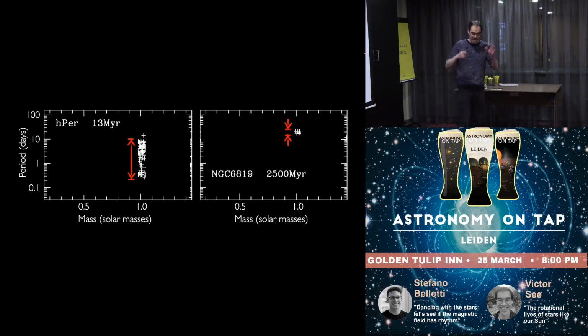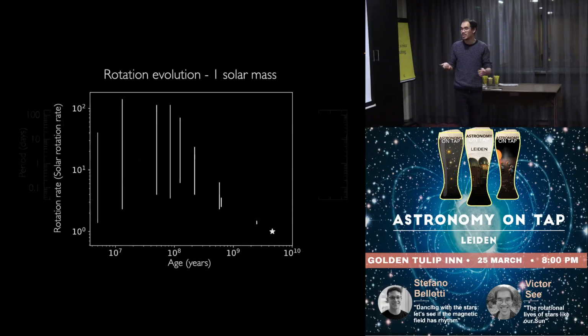Okay, so let's look at more clusters. Again, we're only going to consider solar mass stars, and on this plot we have rotation rate on the y-axis. That's proportional to the inverse of the rotation period. So faster, more rapidly rotating stars are at the top, slowly rotating stars are at the bottom, and we have age along the x-axis. Each of these vertical lines represents the range of rotation rates from one of those clusters I showed in the previous slide. And this shows you the evolution of what's happening.